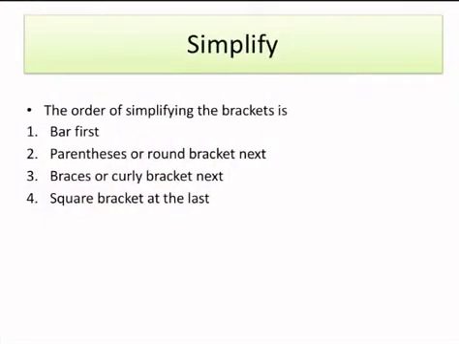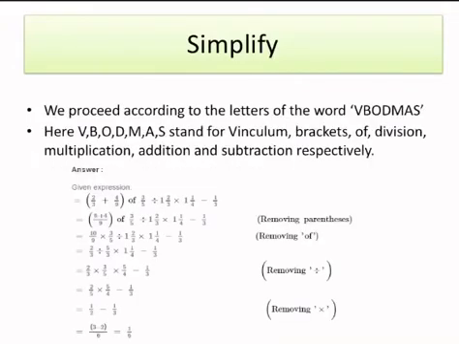Now simplify. How are we going to simplify the brackets? The order of simplifying the brackets is bar first, parenthesis or the round bracket second, braces or curly bracket next, then square brackets at the last. So first we are going to solve the bar bracket, then parenthesis or you can say round bracket, then we are going to solve the curly bracket, then at the last we are going to solve the square bracket. It will be cleared with an example.